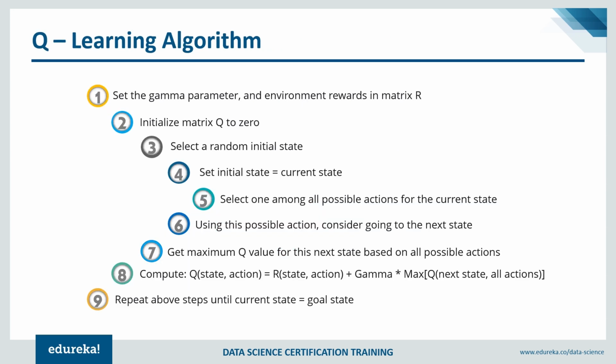Here are the 9 steps which any Q-learning algorithm has. First of all is to set the gamma parameter and the environment rewards in the matrix R.